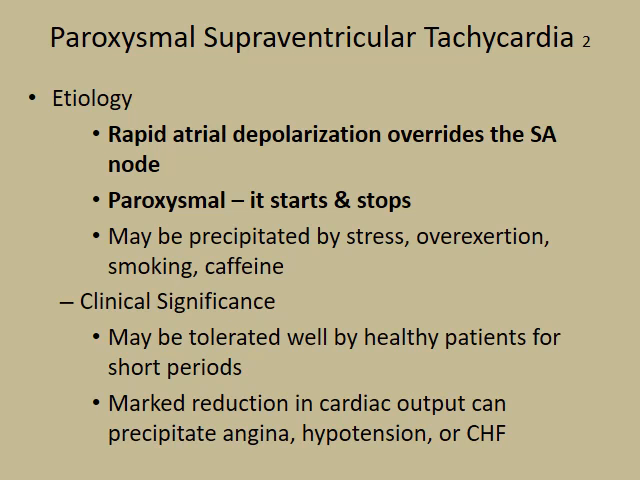It's a rapid atrial depolarization that overrides that SA node. It's paroxysmal, so it stops and starts. You see it. It hasn't grown up to SVT. It's just paroxysmal. Stress, overexertion, caffeine, smoking. Clinical significance: it can be tolerated for a little while, but if the patient's ill, they won't tolerate this fast heart rate very long.